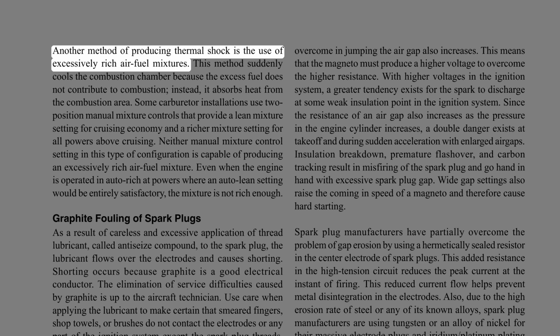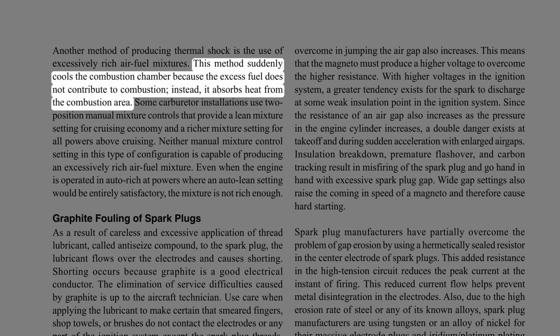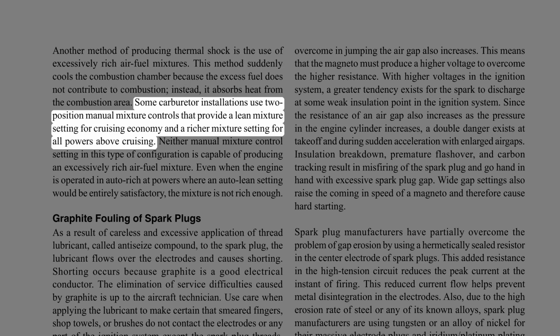Another method of producing thermal shock is the use of excessively rich air-fuel mixtures. This method suddenly cools the combustion chamber because the excess fuel does not contribute to combustion. Instead, it absorbs heat from the combustion area. Some carburetor installations use 2-position manual mixture controls that provide a lean mixture setting for cruising economy and a richer mixture setting for all powers above cruising.